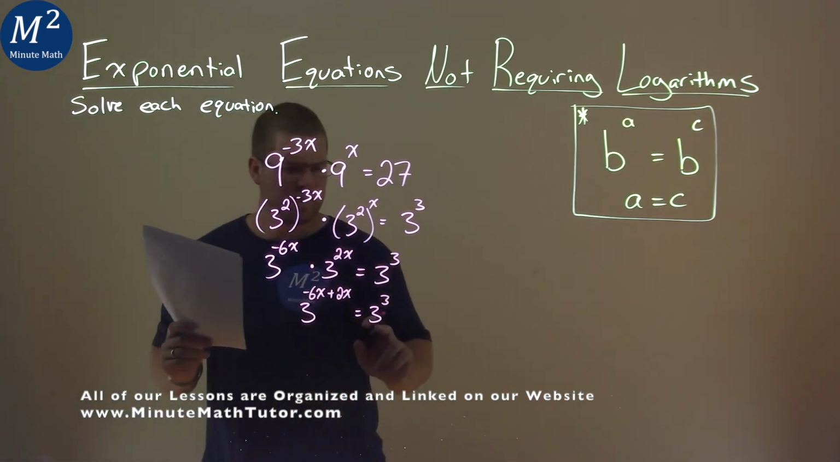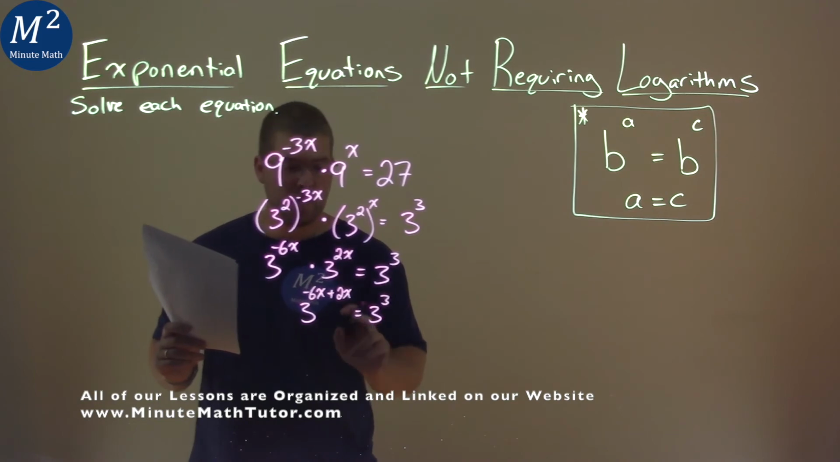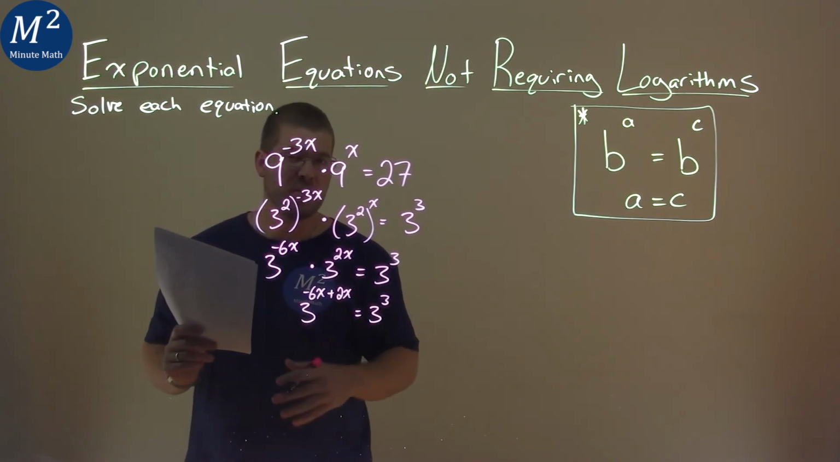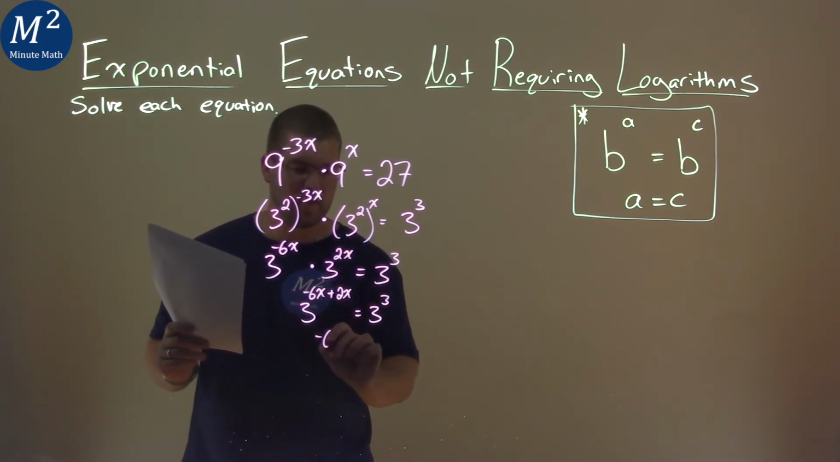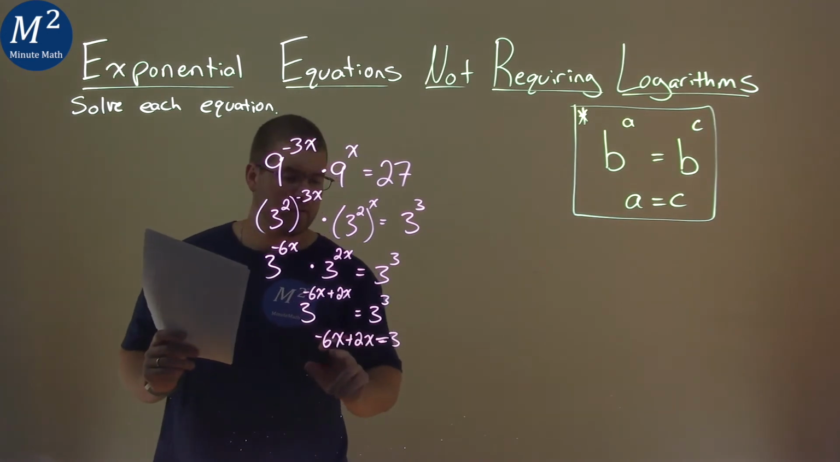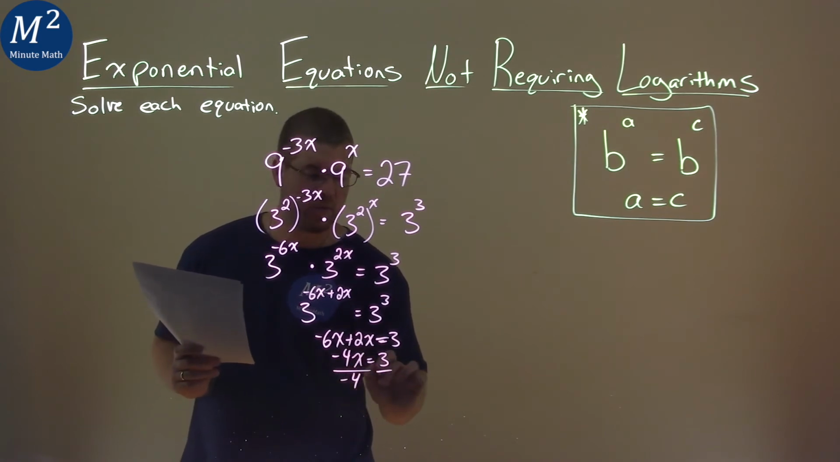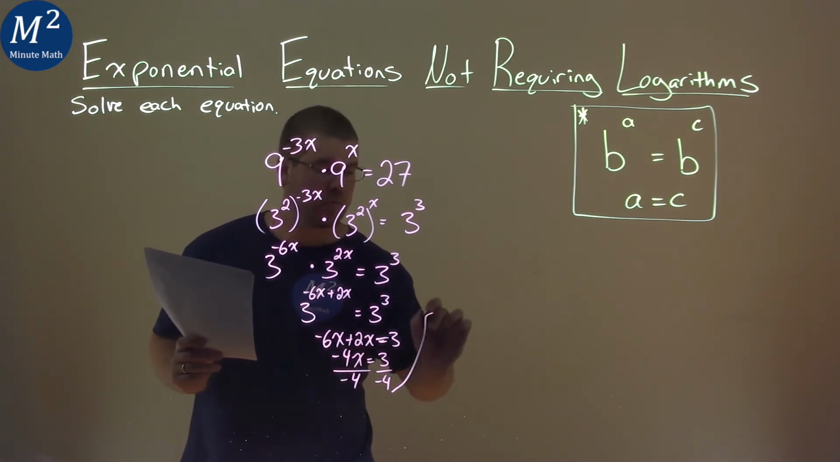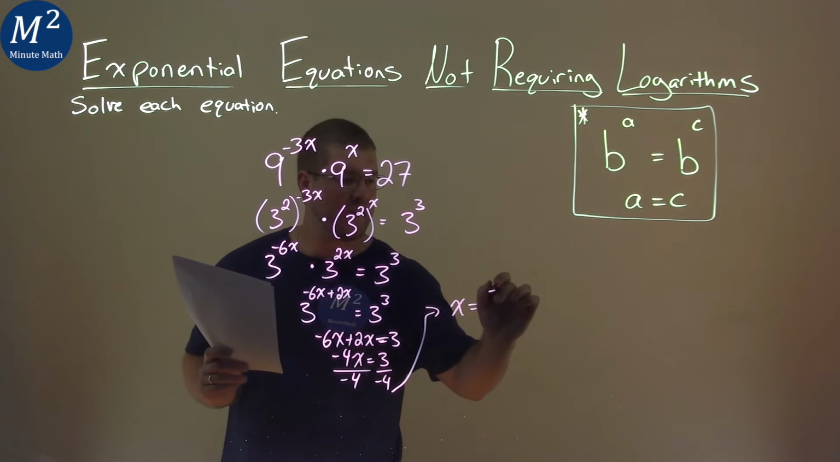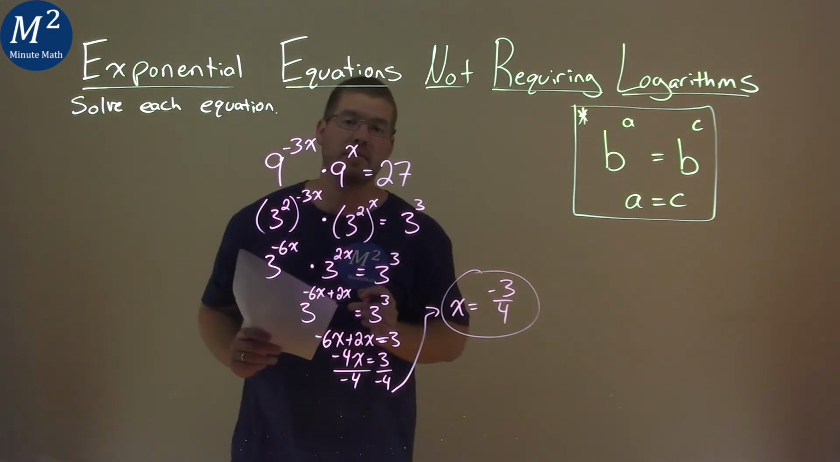Now we have the same base again on either side of the equal sign. With that, we can just set the exponents equal to each other and solve. So we have a -6x plus a 2x equals a 3, and let's go solve for x. Well, -6x plus a 2x is a -4x. That's equal to 3. Divide both sides by a -4, and x equals a -3/4. And that is our final answer.